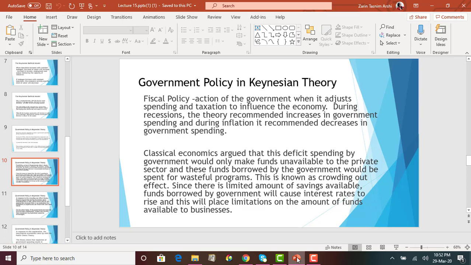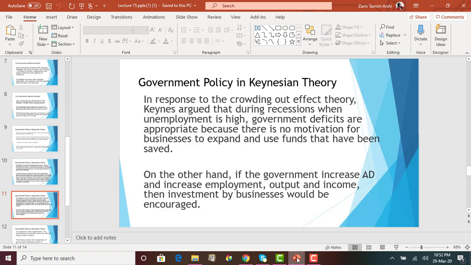Because when government takes out loans, the amount of funds will go down and interest rates will go up, because the demand for loans has gone up because of government. Then businesses will be less motivated to take new loans, and these private investments are driven out, which is known as the crowding out effect. Okay, now in response to this crowding out effect, the Keynesians came back with an answer.